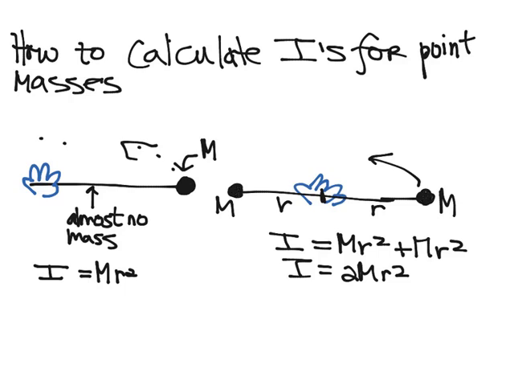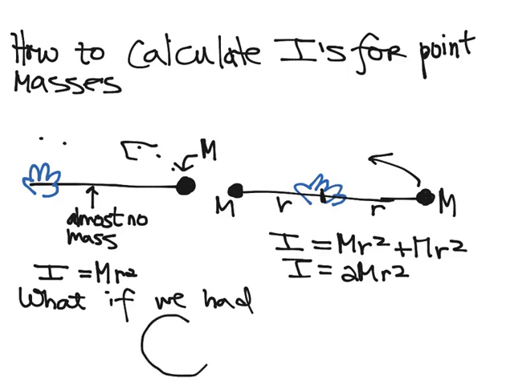But the question is, what if we had instead a shape? What if we had a disk, and this kind of brings us back to the beginning, and this disk is rotating around its middle, and it has a mass of m.